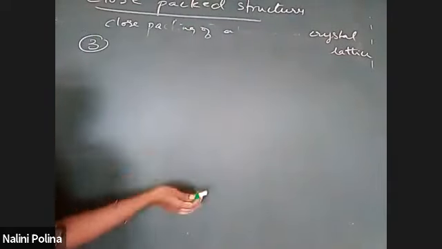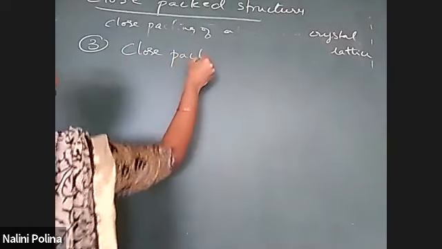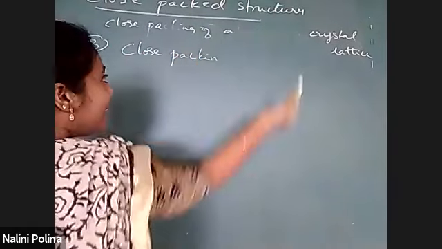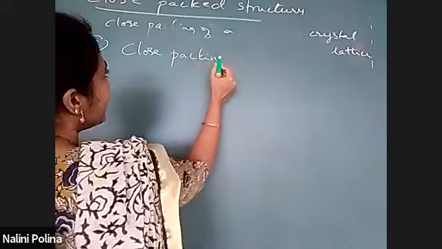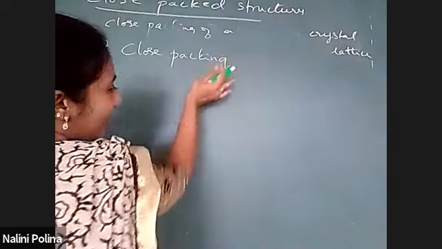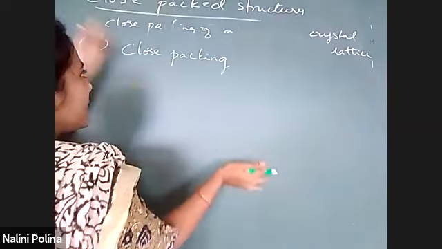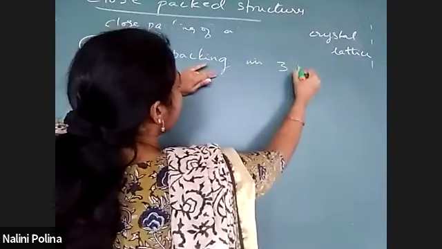Third step. I'm going to the third step. Close packing. Now the crystal lattice, picturize the same thing, we are trying to make one crystal lattice. That you have to understand, that we are doing it stepwise. First step, second step, now third step: close packing in three dimensions.